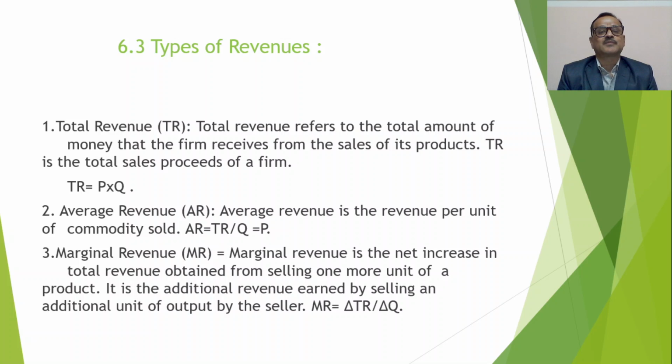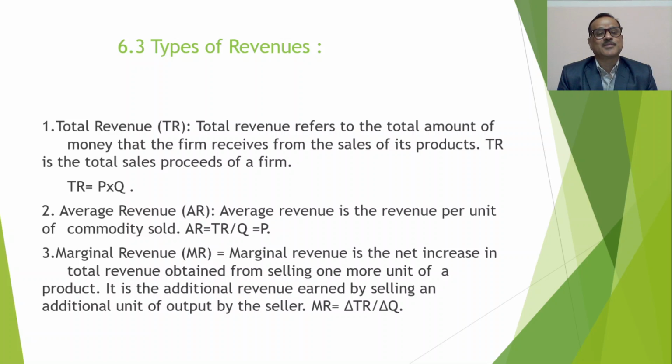Total revenue. Total revenue refers to the total amount of money that the firm receives from the sales of its product. TR is the total sales proceeds of a firm. TR is equal to P into Q. So total revenue, total sales proceeds, is obtained by multiplying quantity produced or quantity sold by the given price, P into Q.